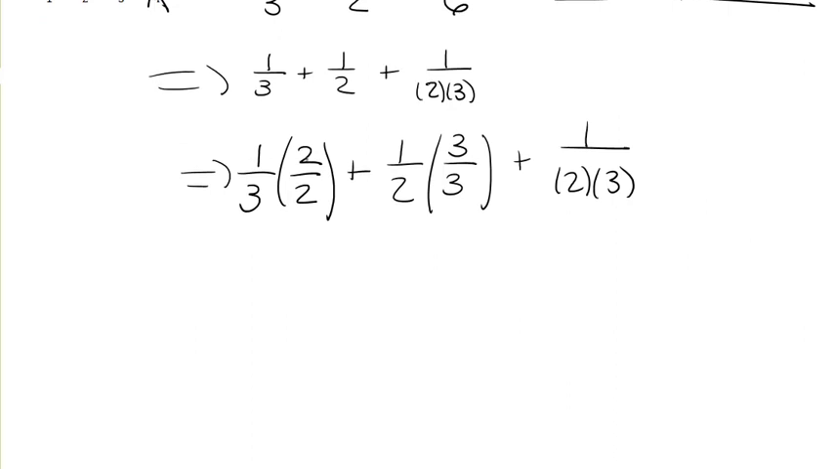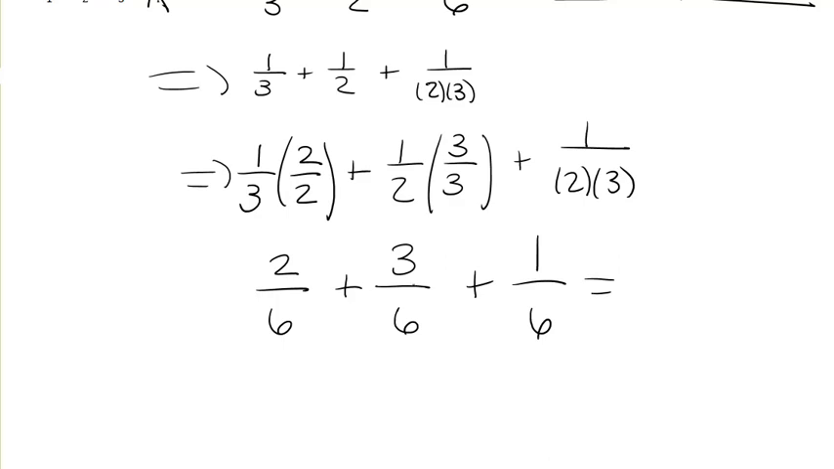So we have 2 times 1 is just 2, which is over 6, plus 1 times 3 is 3 over 6, plus 1 over 6. So here we have our final thing that we can do, which is add. So 2 plus 3, which is 5, plus 1, which is 6. So we get 6 over 6 as we keep the same common denominator, and that can be reduced to just equal 1. And that would be our solution to our problem.